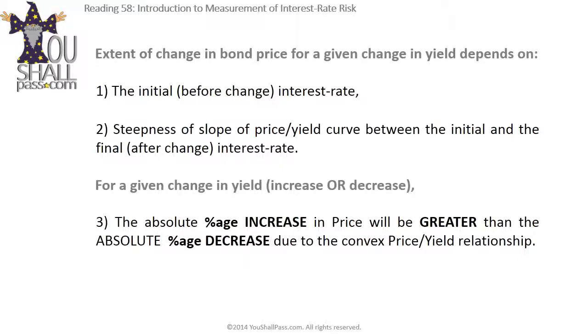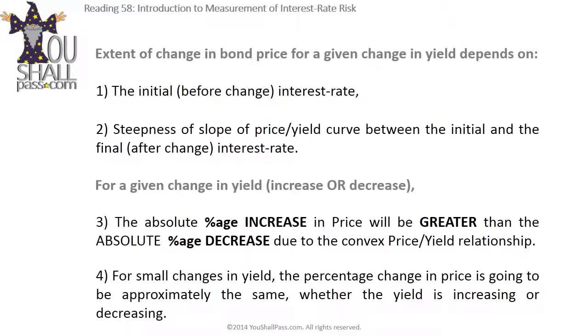Then, to these three, we add a fourth and perhaps less obvious characteristic. That one being that if the change in yield in question is small, that is small enough to not bring the shape of the curve in play, then the percentage price change for a given bond will be approximately equal regardless of whether the yield is increasing or decreasing. Small obviously meaning the number of basis points small enough that the steepness of the curve in either direction remains approximately the same between the initial and the final yields.